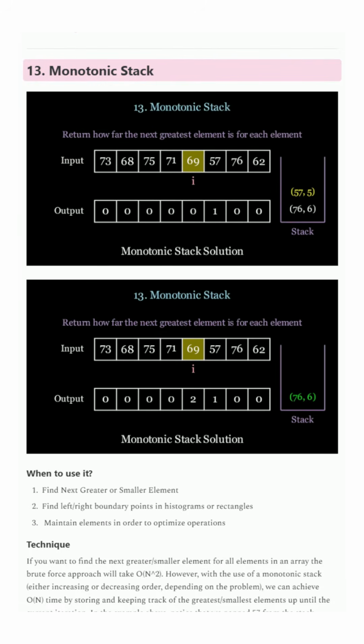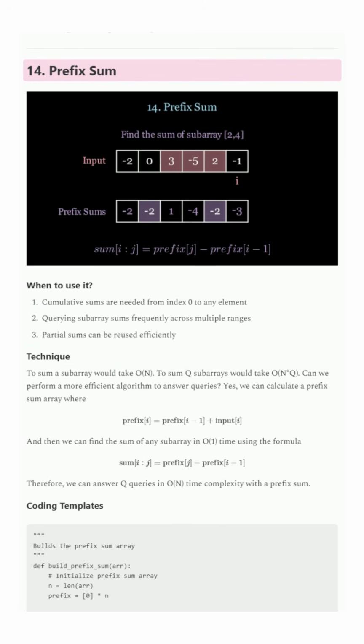The monotonic stack is extremely useful when you need to find the next greater or next smaller element for all elements in an array. And finally, we have the prefix sum, where you need to query subarray sums frequently across multiple ranges in constant time.